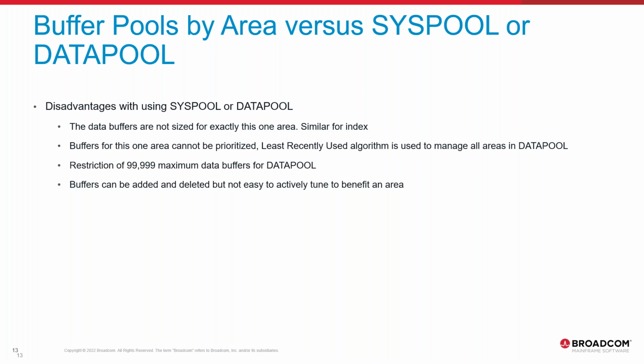The other pools have a restriction of 99 or basically 100,000, whereas with buffer pool by area, users wanted more than that, so it's more like covered. It has the same restrictions as covered will have. The buffers can be added and deleted, again, in SYSPOOL, DATAPOOL. They can be with FlexPool, but most users do not do that. It can be done, but it's not really intended to be actively done, although some users could have done that.